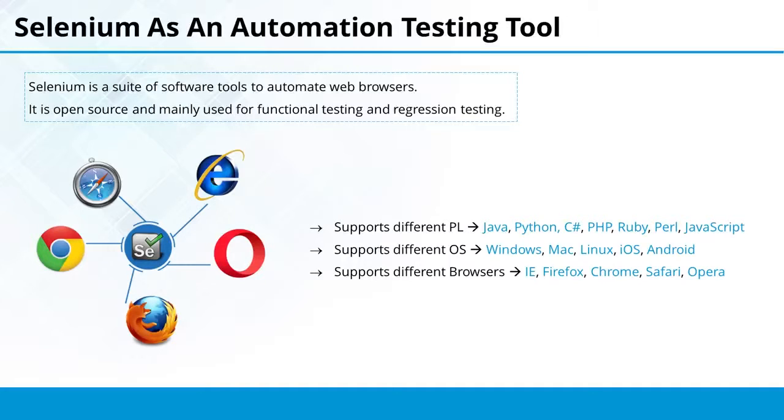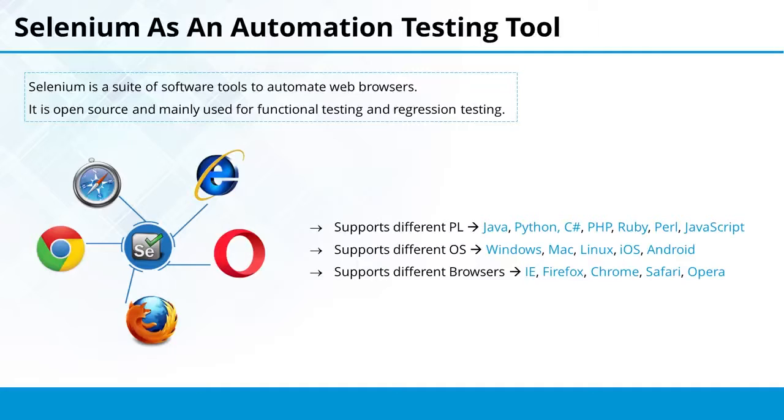Start working with e-commerce websites or any website that's available on web. Whether you are in United States or in India or any part of the world, you can test the web applications on your own. So that's the biggest reason why people are preferring Selenium over other tools. It is open source and mainly used for functional testing and automation testing.